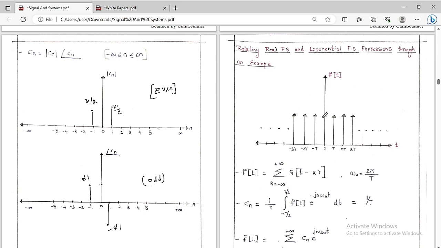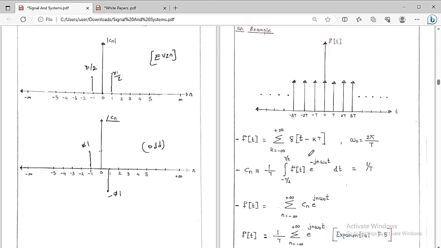Then you know how to represent this f of t. The general representation is f of t equal to sigma k equal to minus infinity to plus infinity delta of t minus kT. So this is the general way of writing this f of t, where omega is equal to 2 pi by T, because the fundamental time period is T. So the fundamental frequency is omega equal to 2 pi by T.